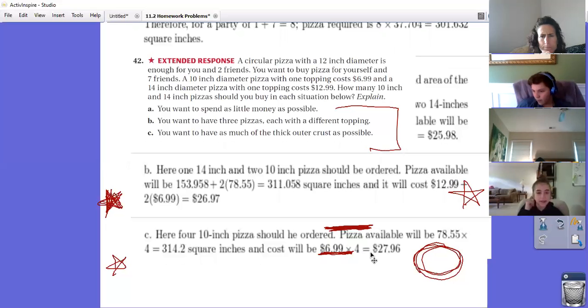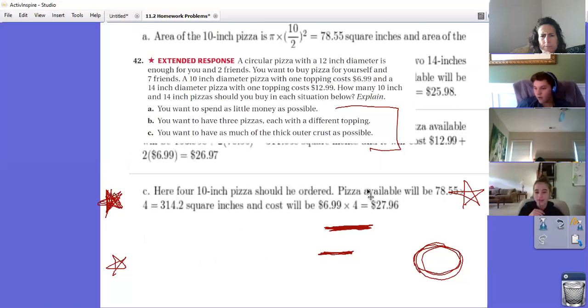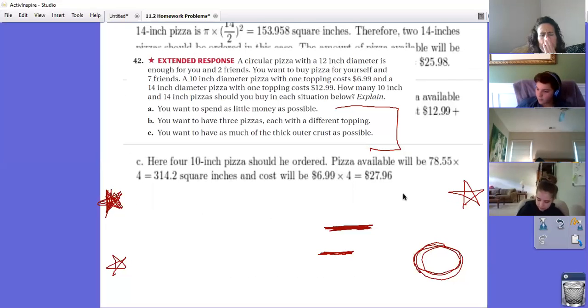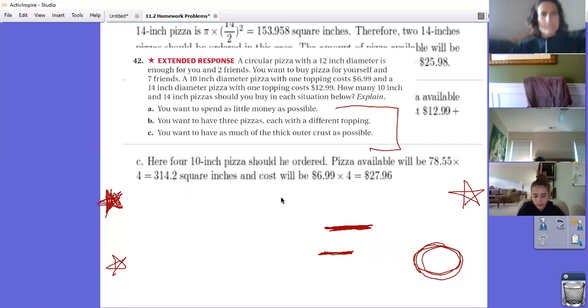It just didn't make sense. I don't know what I was thinking when I typed it up here. If you have 4 10-inch pizzas... Oh, you know why? With the 10-inch pizzas, I think you're just getting crust, rather than if you get the 14-inch pizza, you're going to get more pizza than crust, maybe? I don't know.